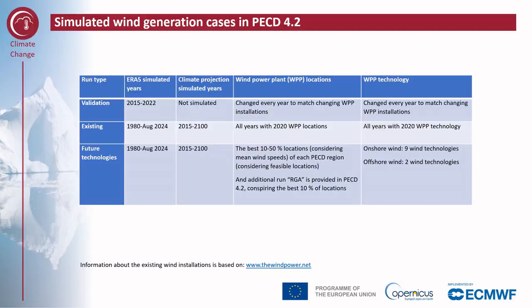In the existing run, we use the 2020 wind power plant locations and technology and keep it fixed. But we run that over the 40 plus historical weather years and all the climate projections. For future technologies, we also run it over the past weather and the future climate projections, but we run it with several different types of technologies with different hub heights, different specific powers. And that is to model the new installations expected to happen in the system towards 2050.